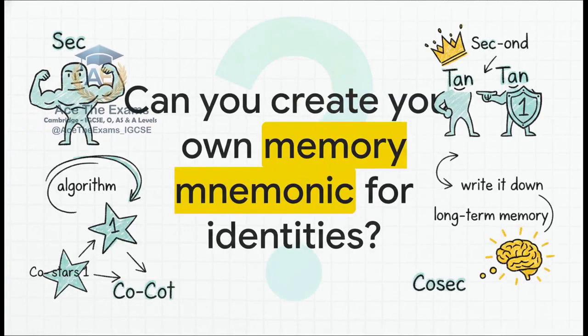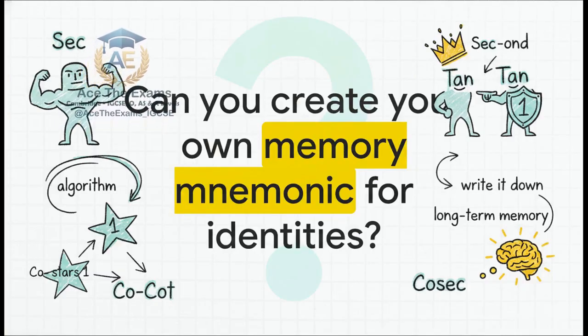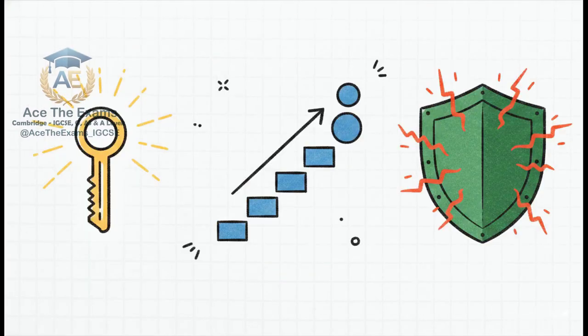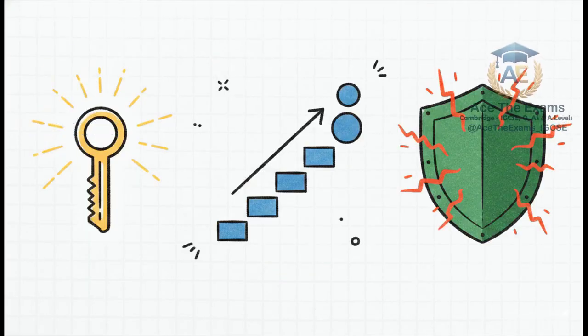To make sure these identities actually stick, and to prevent any memory leaks during the exam, I want you to try this memory hack right now. Create a personal mnemonic to lock in the terminology forever. Think of something like, secretly, 110 is second to none, or costar is 1 and cot make cosec. Honestly, whatever weird, quirky algorithm works for your brain, write it down right now and compile it permanently into your long-term memory.